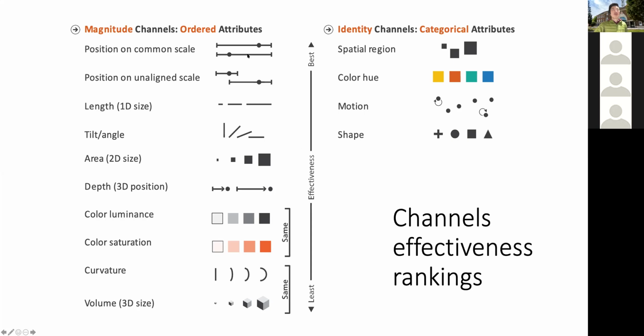You know these different attributes. Different channels can be used to represent ordered attributes, or maybe even just numbers, and different channels can be used to represent categorical attributes or types. And this is the order of how effective they are.